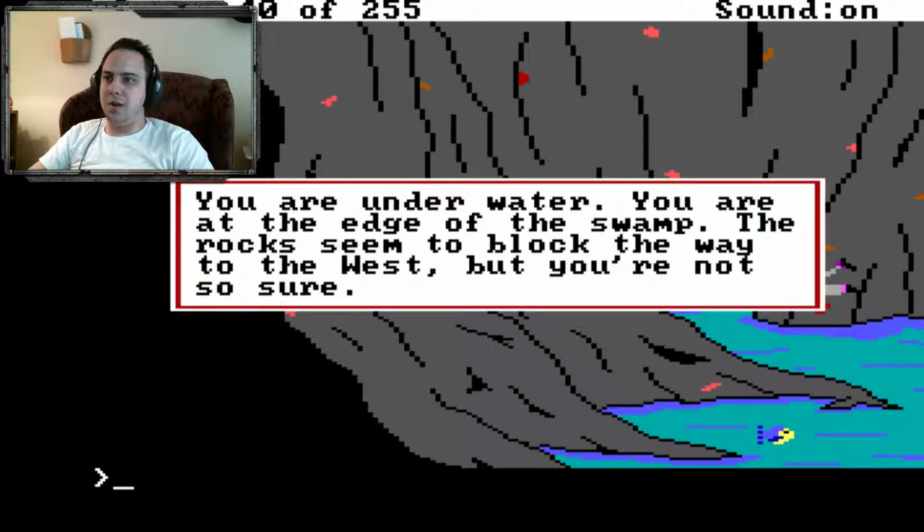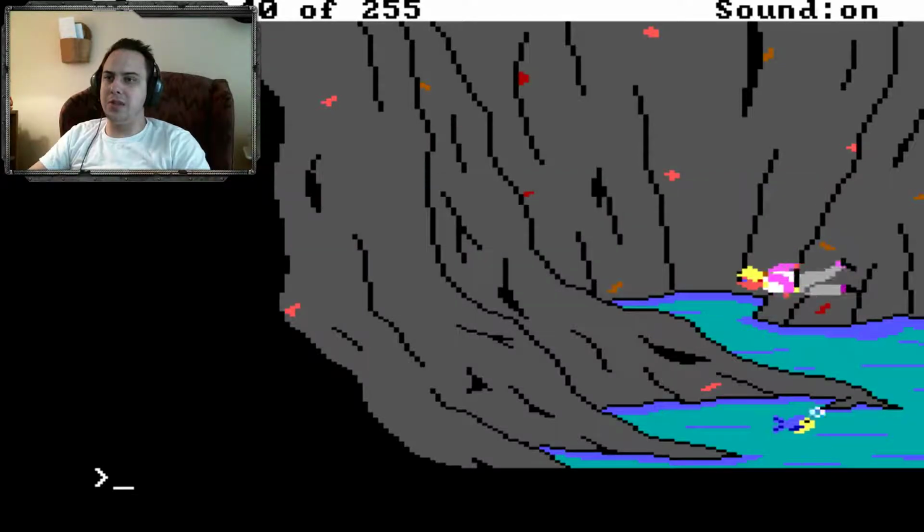You're underwater. You are at the edge of the swamp. The rocks seem to block the way to the west, but you are not so sure.